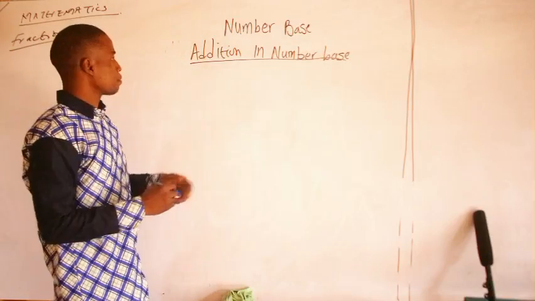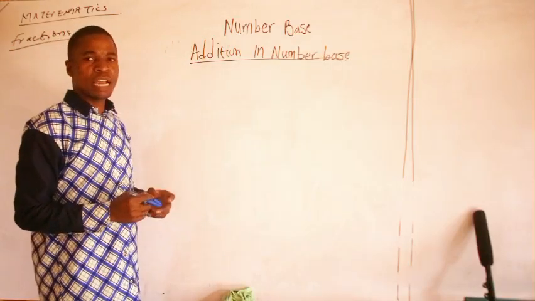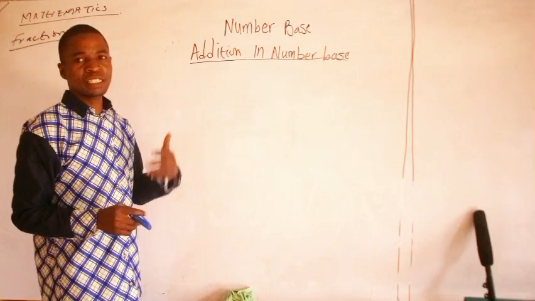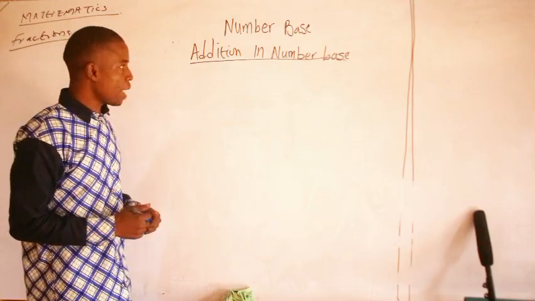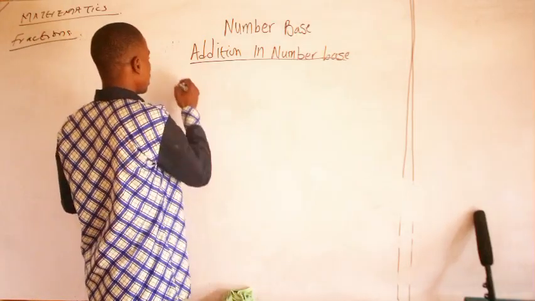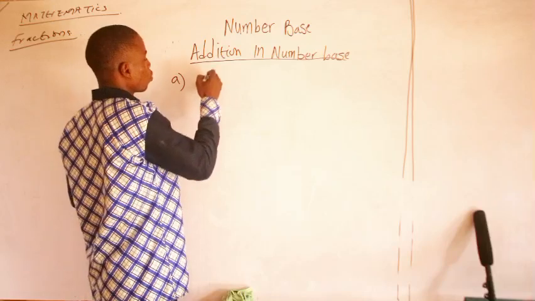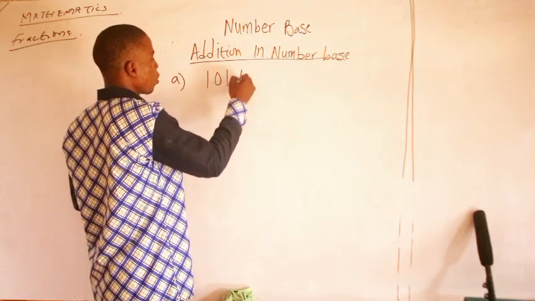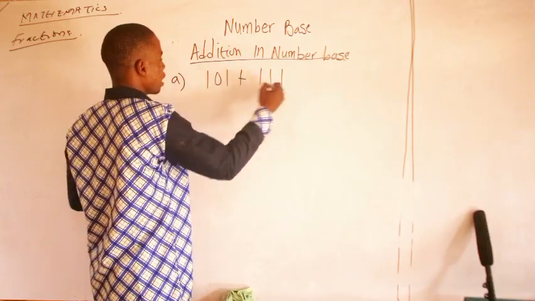Addition in number base. Today we'll be looking at different number bases, starting with the binary number, which is base 2. If I give you, for example, 1, 0, 1 plus 1, 1, 1, base 2.